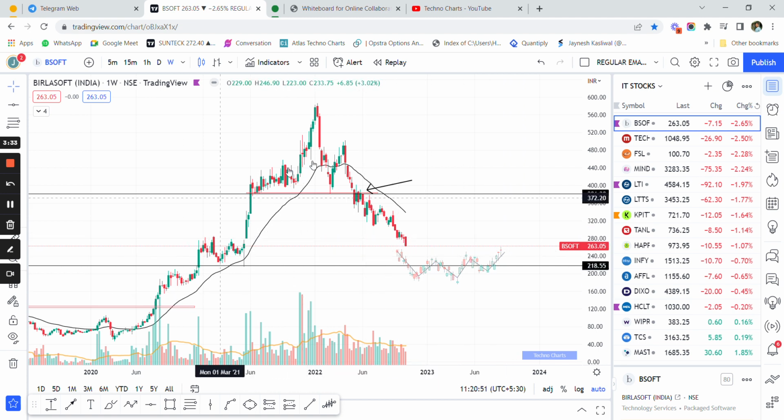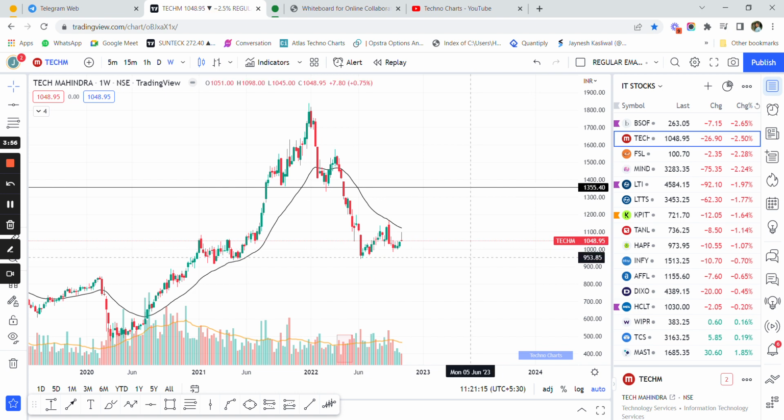The general view of IT stocks is that most of the IT stocks are in a stage 4 downtrend, and your money is going to get stuck in this particular sector for a year minimum. I don't see the sector going anywhere else, as the sector as a whole is in stage 4 downtrend. So Birlasoft, the next level that you should be watching is around 218.